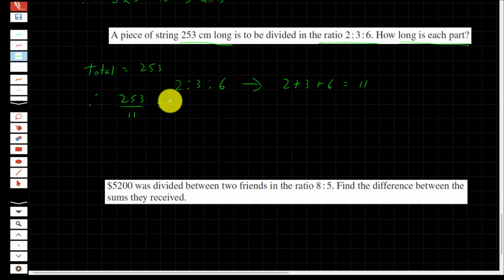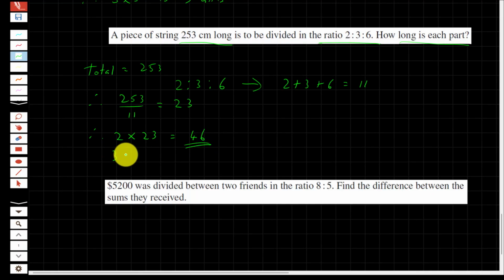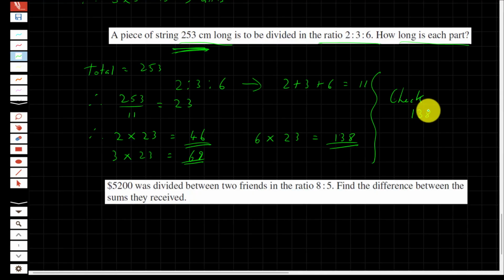So if we add up the ratio, each part, 2 plus 3 plus 6, that gives us the total number of parts, and we divide the total length by the number of parts, that gives 23. Take our first part of the ratio, 2 times 23, the length of the first part is 46, 3 times 23 is 69, and 6 times 23 is 138. So that is the length of each part in that ratio. We can check that if we add up all the sections, it should equal the total length.